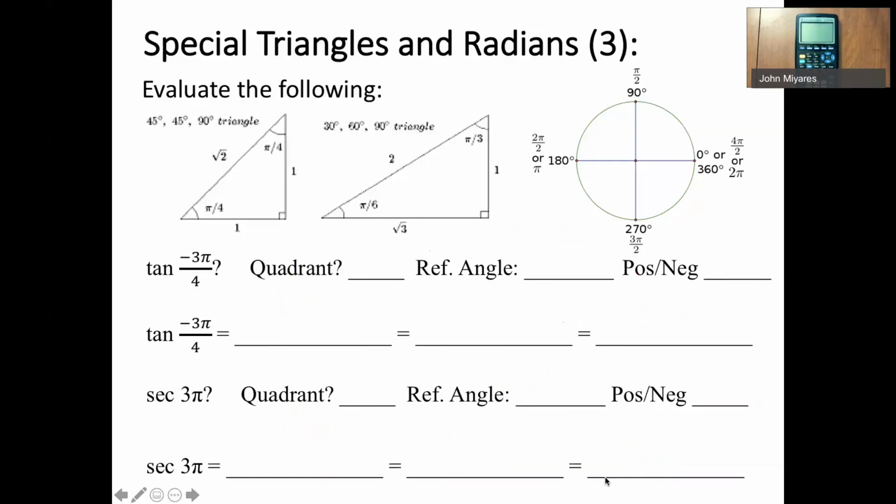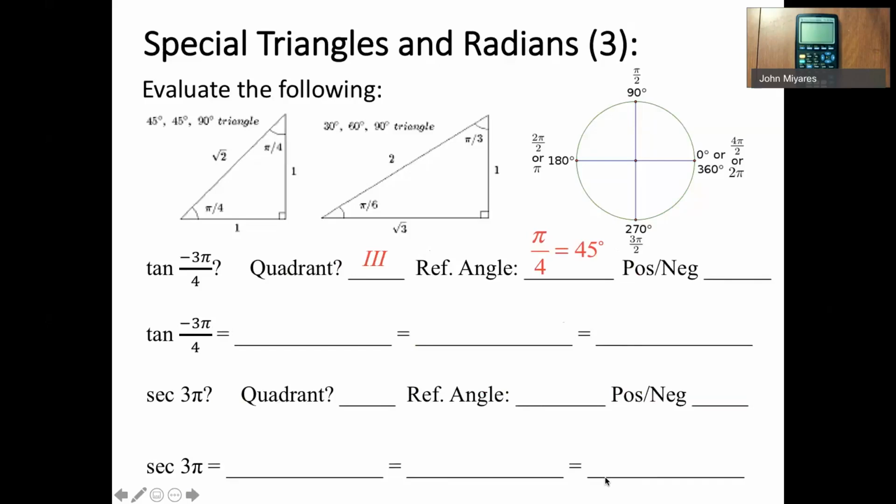For negative 3 pi over 4, we are rotating in the negative direction. And 3/4 pi is less than a half revolution, so we should end up in quadrant 3. The terminal side of the angle is only a 1/4 pi radian away from the nearest x-axis, so the reference angle will be pi over 4, or 45 degrees.